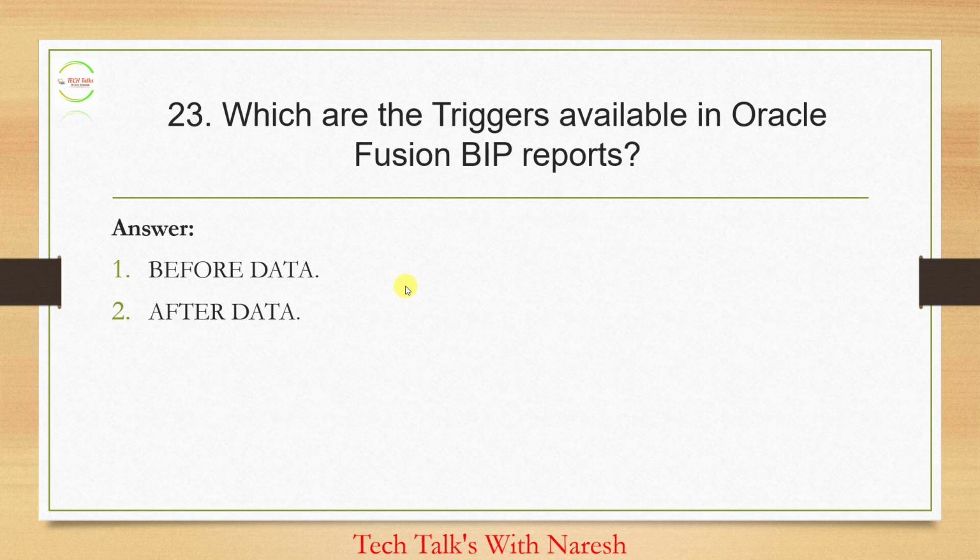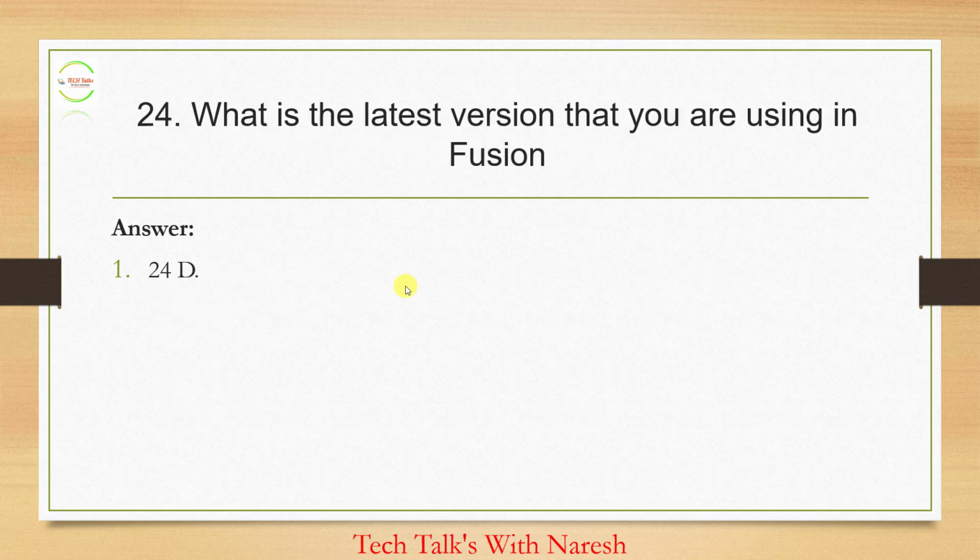So what is before data first of all? Before data means the trigger that runs before loading the data. Okay, so if I want to perform some actions, like insert or delete or any other actions, before loading my data into my output, at that time I use before data. And after data means I want to perform some action after loading all the data into my report. So you can explain like this. Then what is the latest version that you used in Oracle Fusion? You can mention whatever version you used.